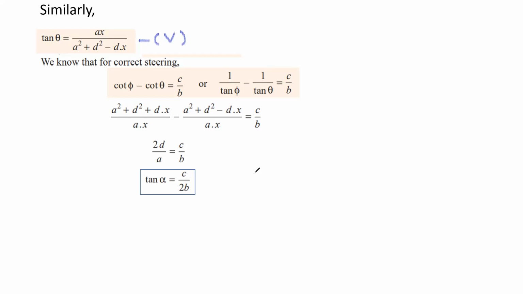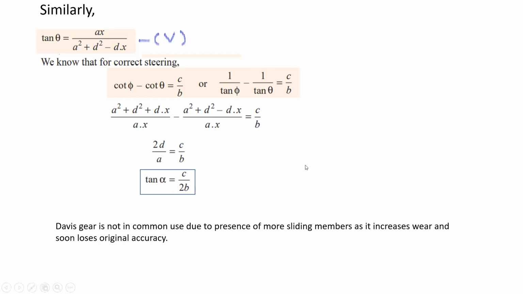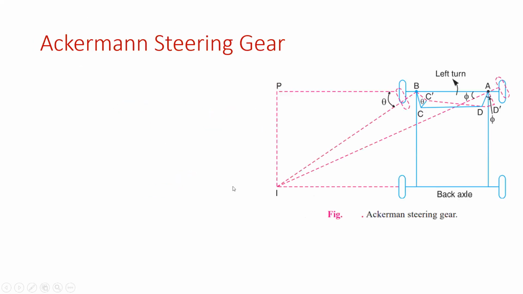Have you noted down this? Tan alpha is equal to C upon 2b. Yes, sir. Okay. So then let us move to next. As I told you, it is not in common use. So next is the Ackermann steering gear.